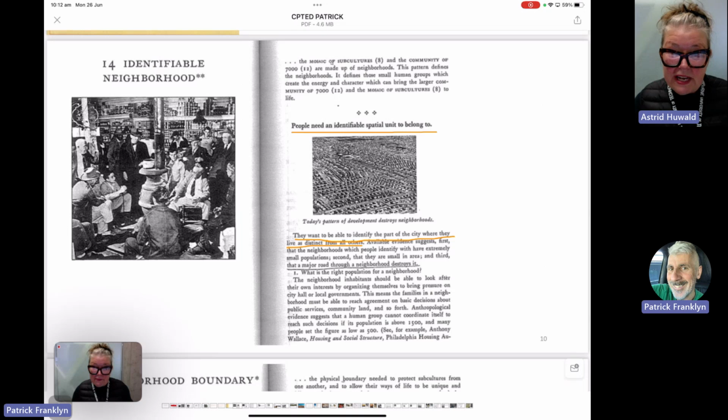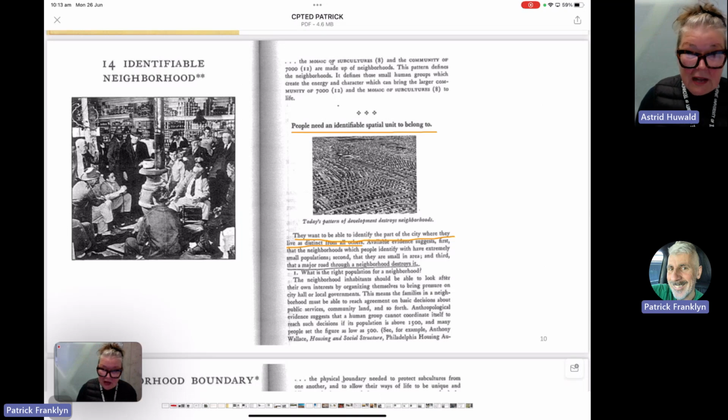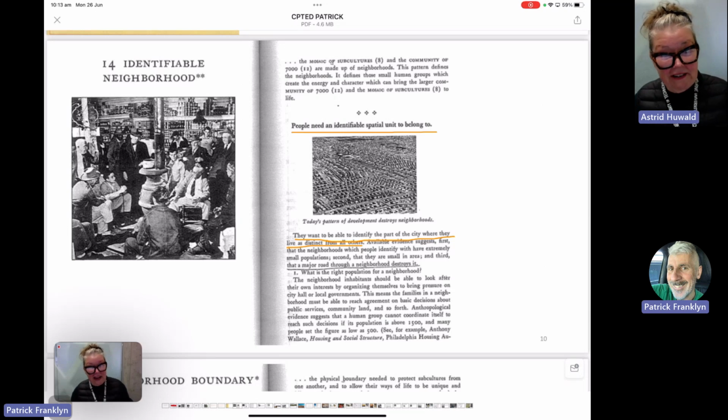The quote here is, people need an identifiable spatial unit to belong to. In simple terms, that really means, does this linear park feel like a place? Does it have a character that you can put your finger on? Oh, it's the beautiful green, long green python. It's got to feel like it has a quality that you can identify. If you can't identify that quality, then you can't identify with it. People love to belong to spaces, but you've got to give it that character.